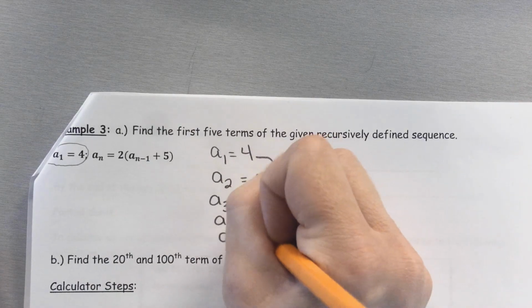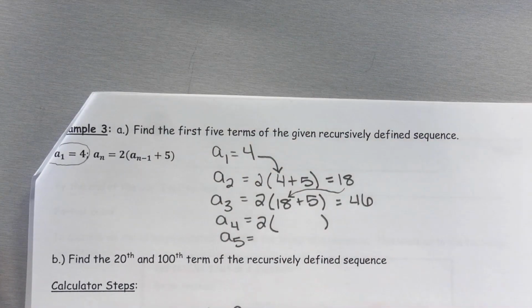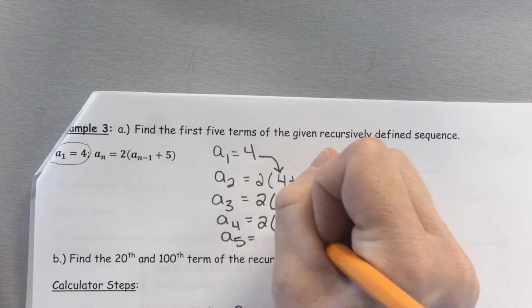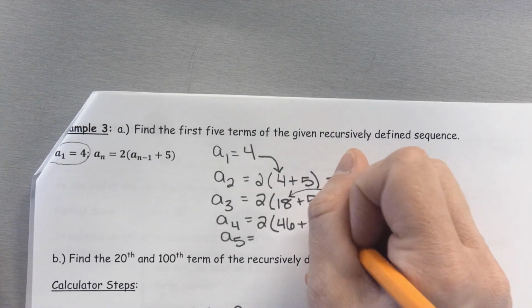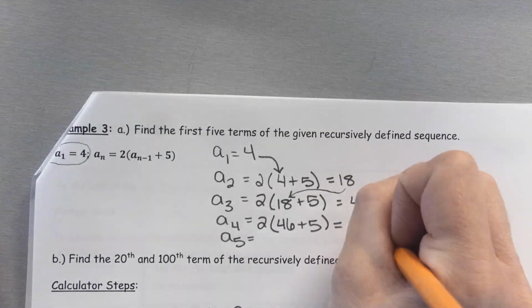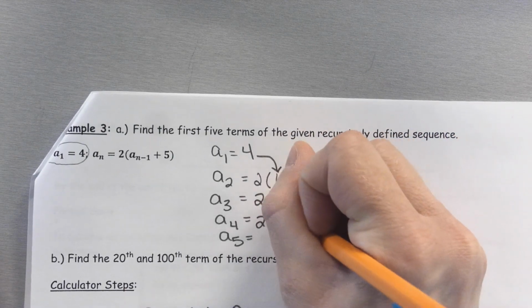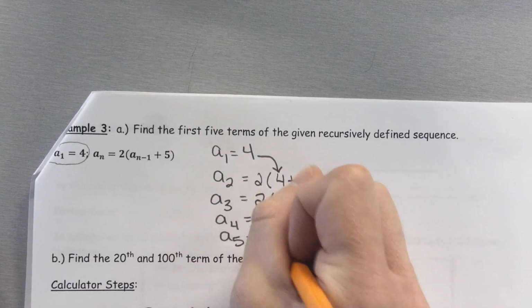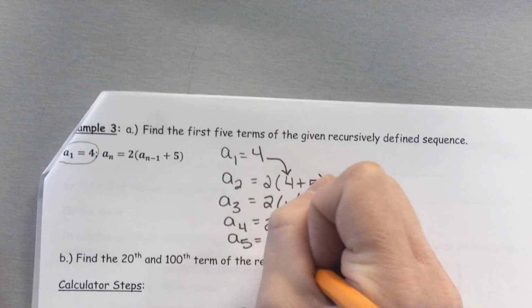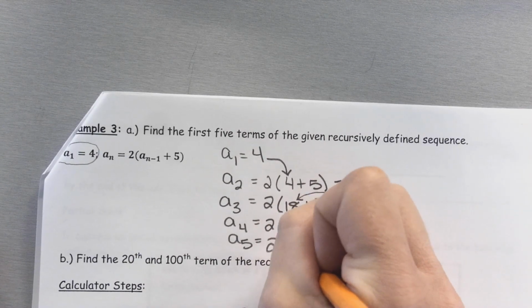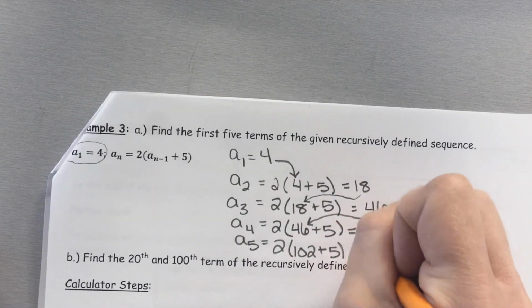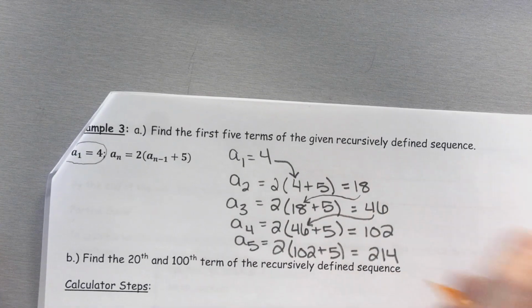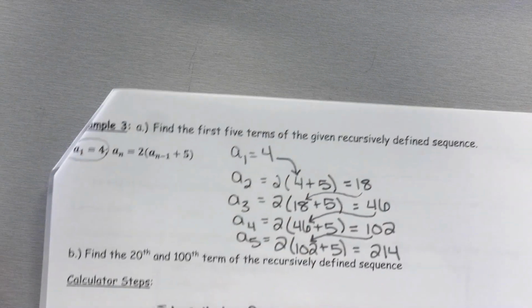So a sub 4, what am I going to plug in for the previous term? 46. So that's going to give me 51, 102. 2 times, what's my previous term? 102 plus 5, so that gives me 107, so 214. Does that make sense how we did that?